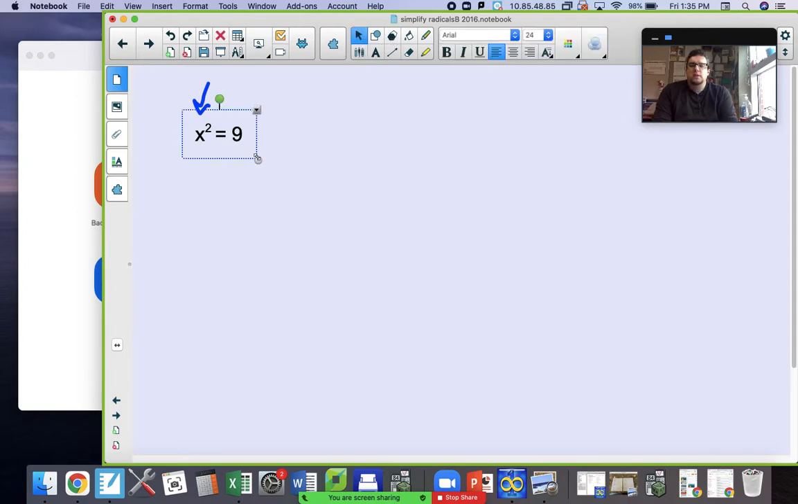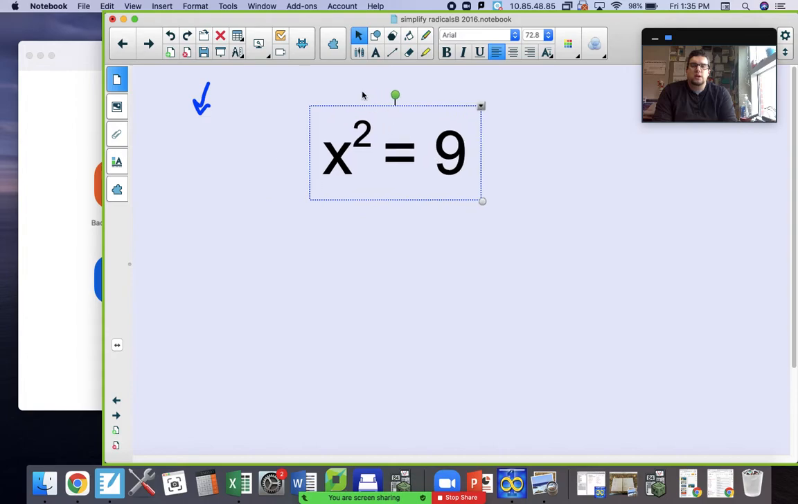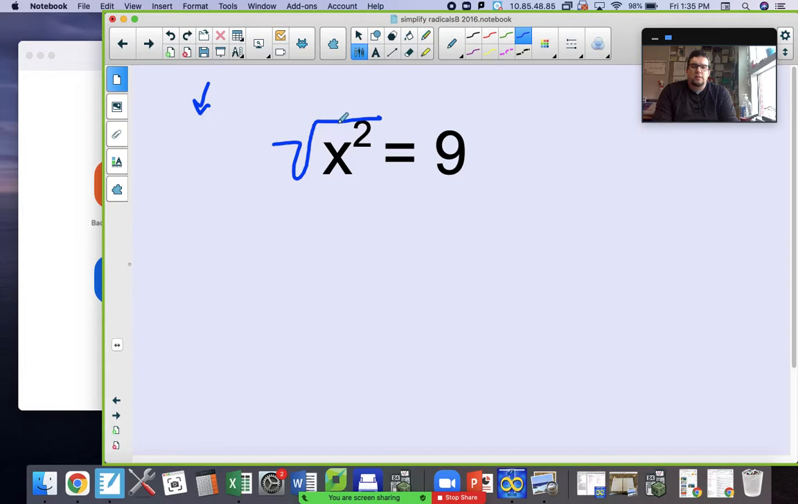When we solve it just in general, using our inverse operations, we undo the squaring with our square root, and x squared square rooted is x, and the square root of 9 is 3. However, this has only ever been half of our answer. Whenever you take the square root of any number, you are left with the positive and the negative version of that answer.